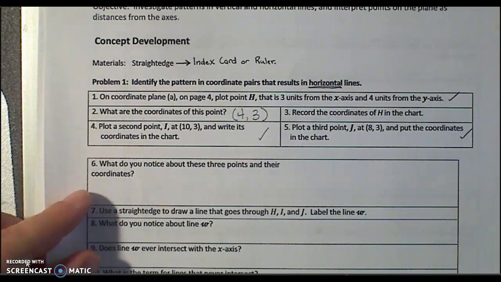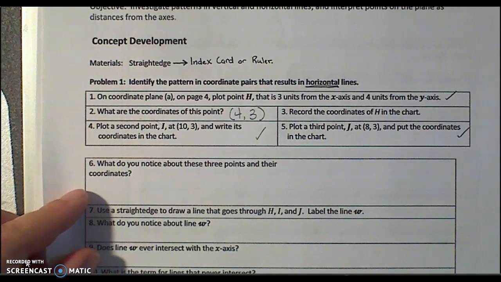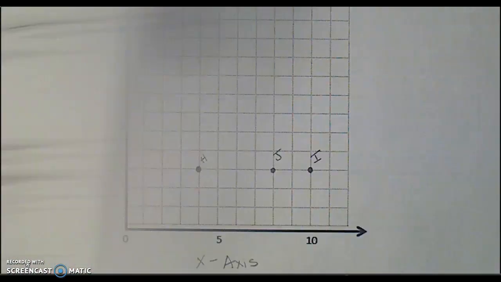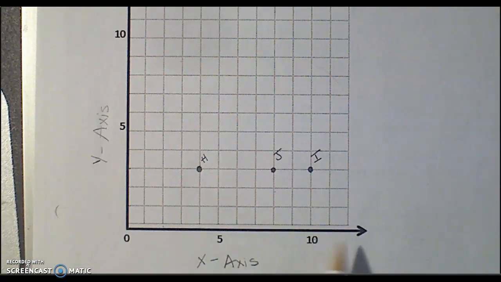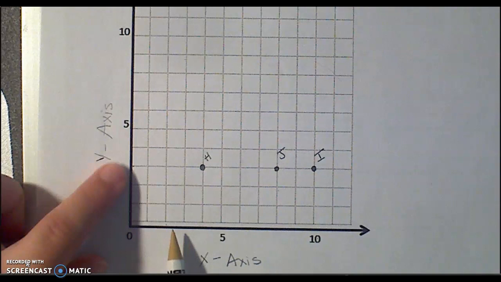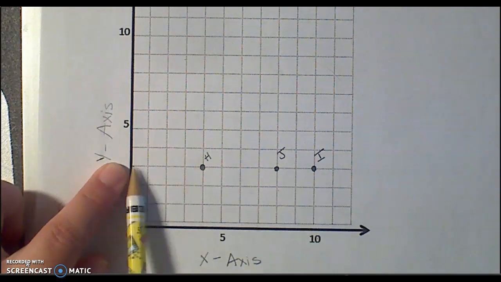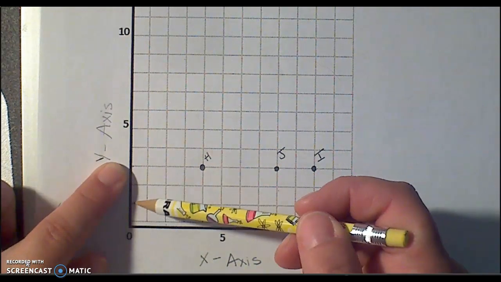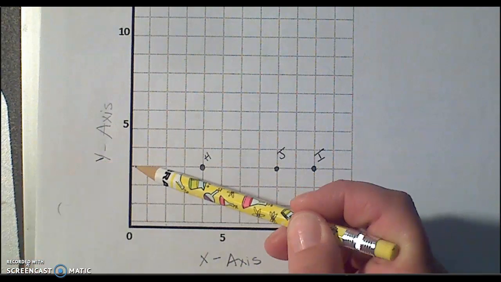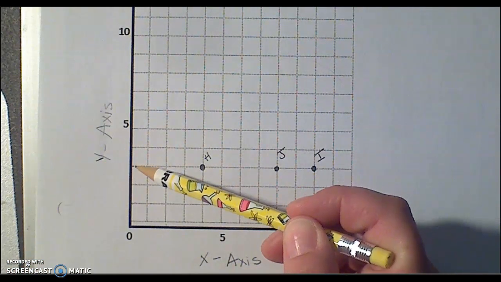Step 6 says, what do you notice about these 3 points and their coordinates? Well, if I look at these 3 points, I notice that they're all on the same line here. And that would be the coordinate for y, which would be 3. So we're going to write they all have 3 as their y-coordinate.